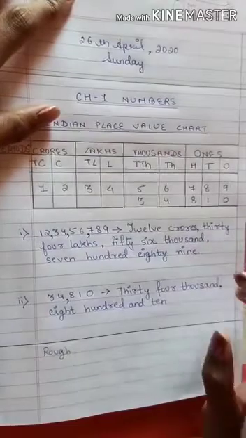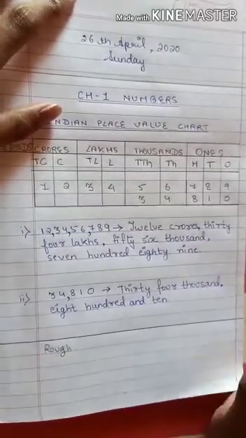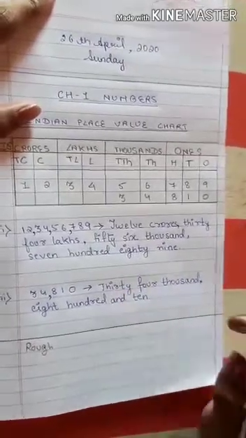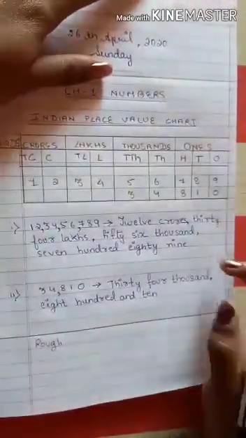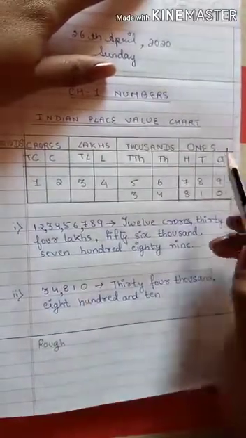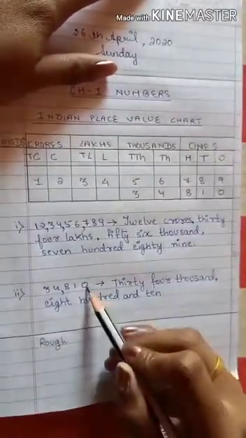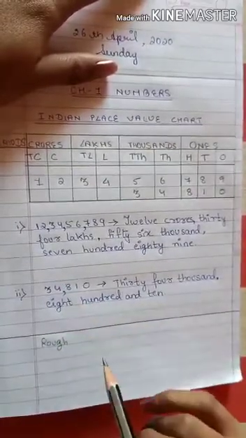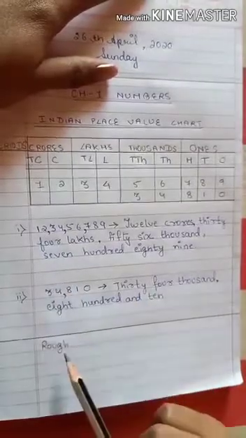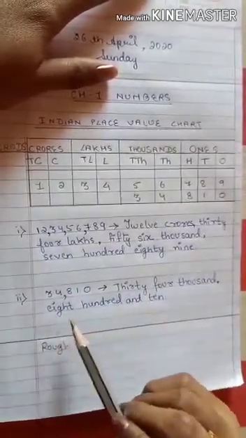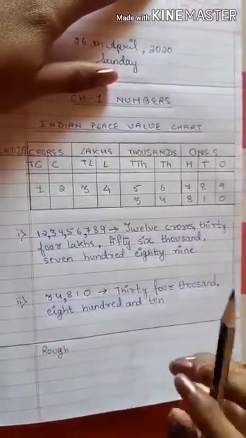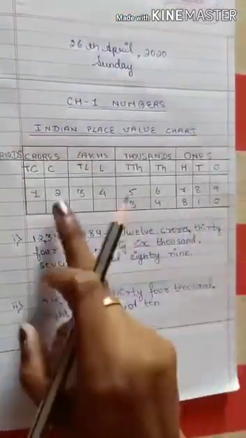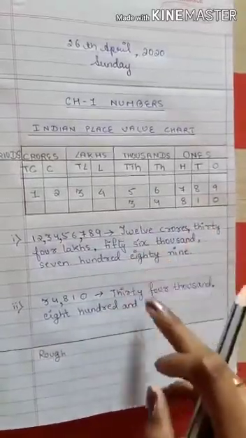Now coming to the second one: 34810. Again, what is the very first step, children? Always remember the very first step should be giving comma. So here where am I going to give comma? After the first period. What is the first period? Ones. That is ones, tens, hundred, and then comma. How are we going to write the number name? This is the thousands period, so 34,810. I hope this is clear to you students. Please write in the same way. Use pencil for making the chart and write these examples as well.